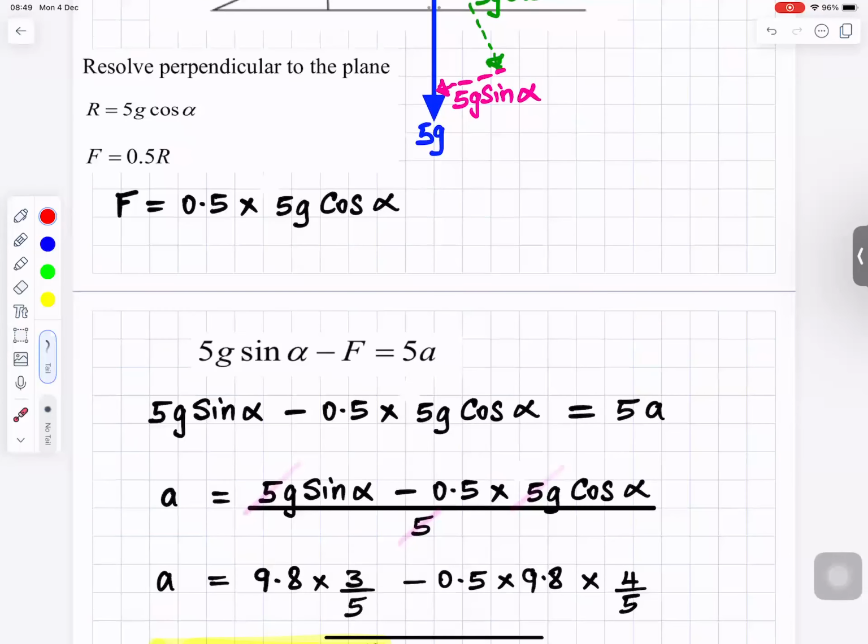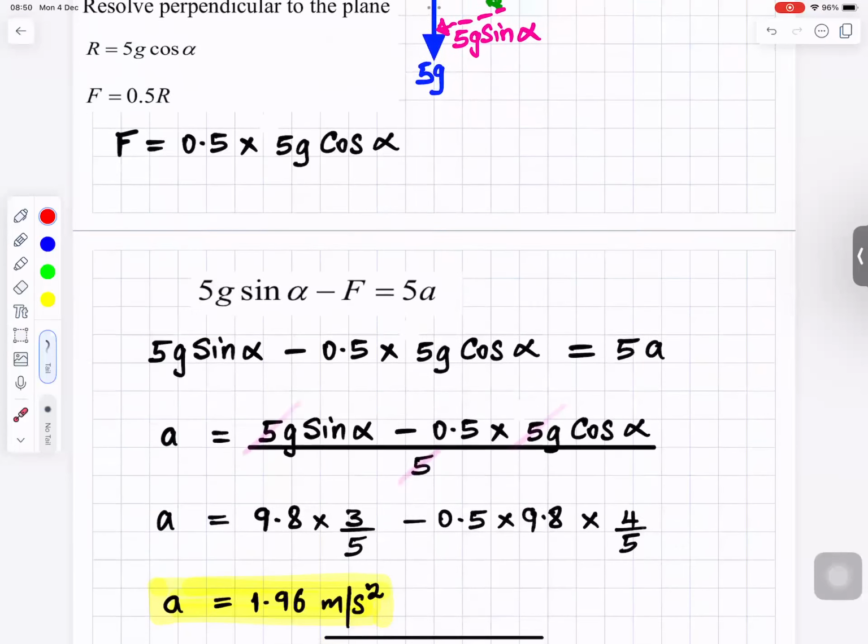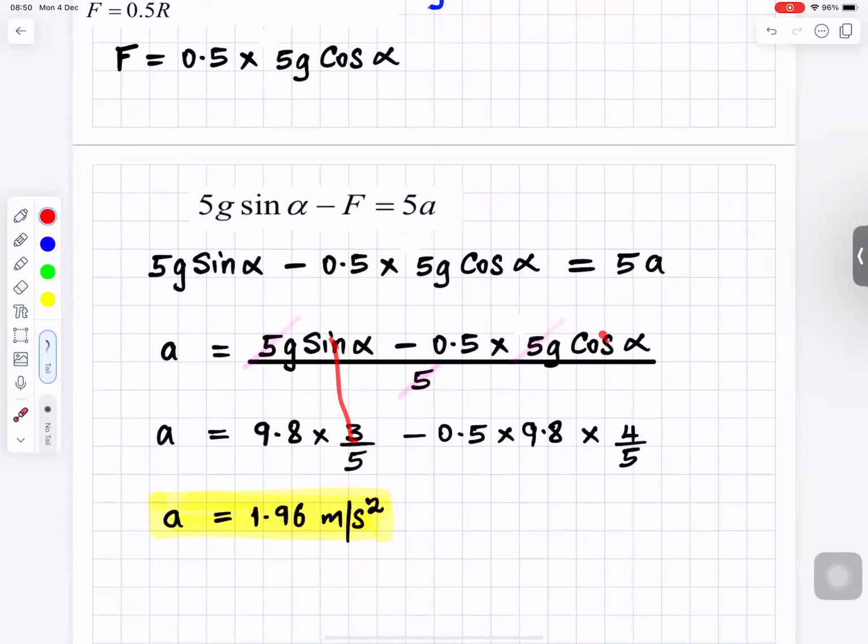And 5g sine alpha minus F equals 5a. So 5g sine alpha minus, replace F with 0.5 times 5g cos alpha, is 5a. Make a the subject, and then the 5 will cancel out. And then you substitute the values for sine alpha and cos alpha, and you get a to be 1.96 meters per second squared.